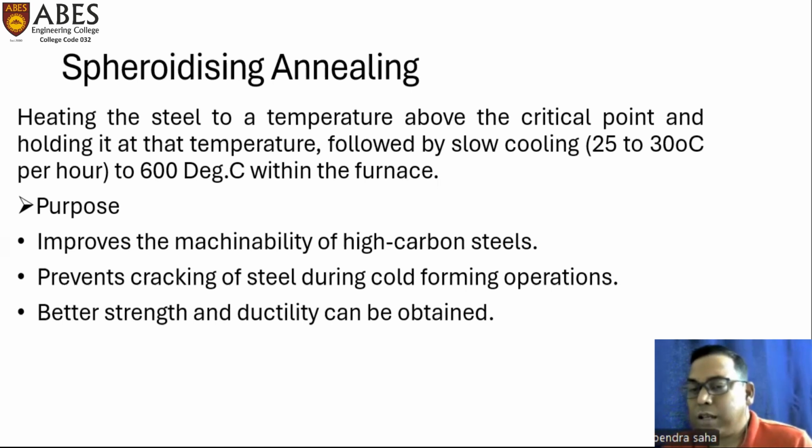So the time taken is near about 24 hours, and after that the metal takes a spherical shape. Spherical shape means that the needle-like structure is converted into the spherical shape. So obviously, the good thing is that when the tool is impinged onto it, due to the spherical shape, it is very easy to machine the material. So the spheroidizing process indicates that the metal grain structure is converted into the spherical form.